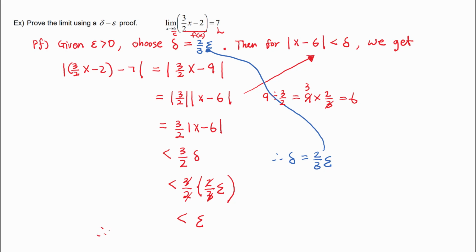So therefore, what's the conclusion from this proof? The limit as x approaches 6 of my function 3/2 x minus 2 is indeed equal to 7. And you're done with the proof. Not too hard now, huh? Let's do another one.